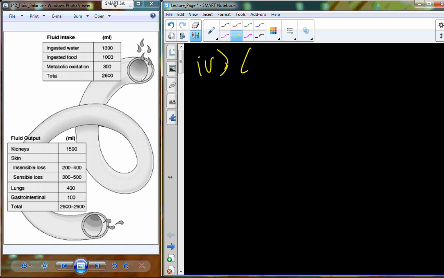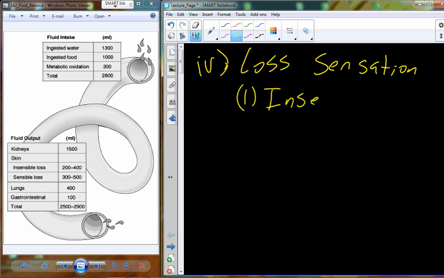Okay, so we're now going to talk a little bit about loss sensation. It shouldn't really surprise you that sometimes we know when losses are occurring, like when you're in the bathroom. Hopefully you know that you're urinating. And then sometimes losses occur without your knowledge. So the sensation of loss is going to fall into those two categories. We're going to start here with the insensible water loss.